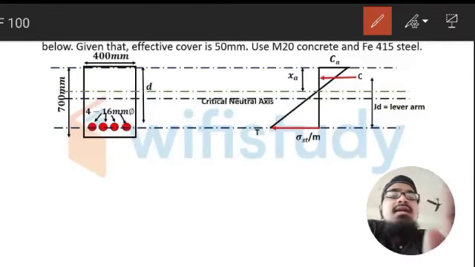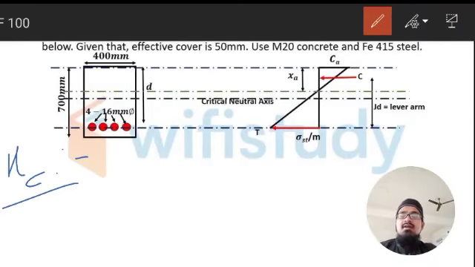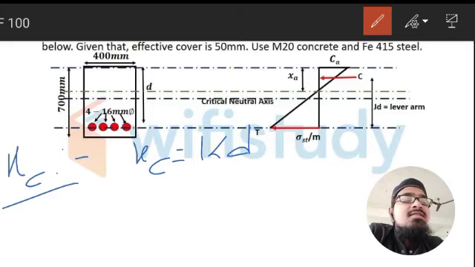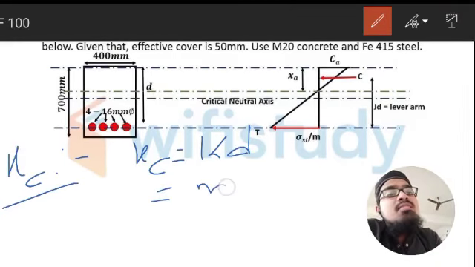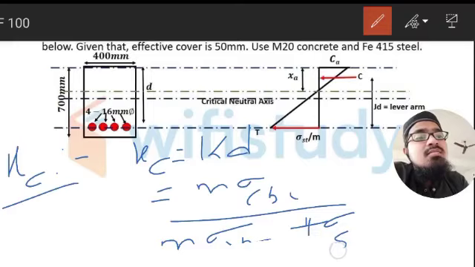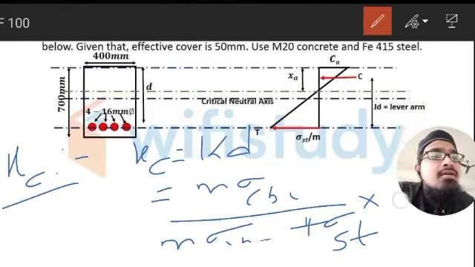Now we should find xc. Similarly, xc should be found out. For xc, what is the formula? K into d is the formula. Xc is equal to K into d. We have been hearing this formula since the beginning. What is k? K is m sigma CBC by m sigma CBC plus sigma st. This is the formula for K, into d.